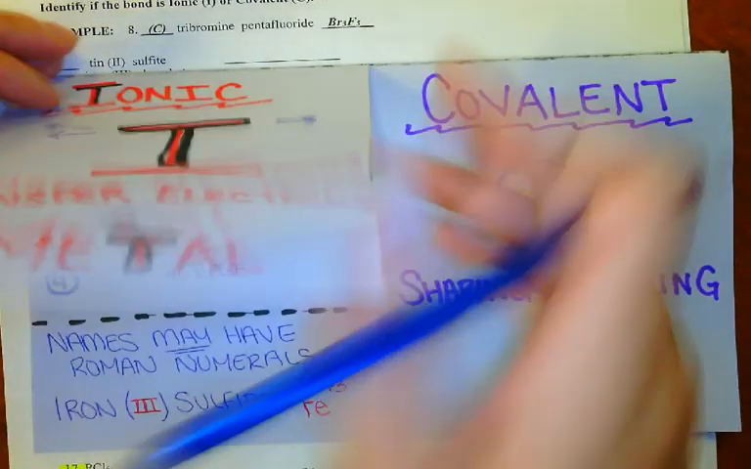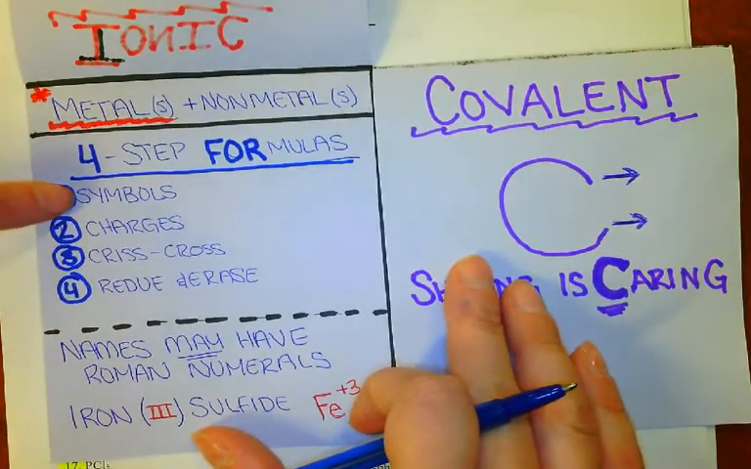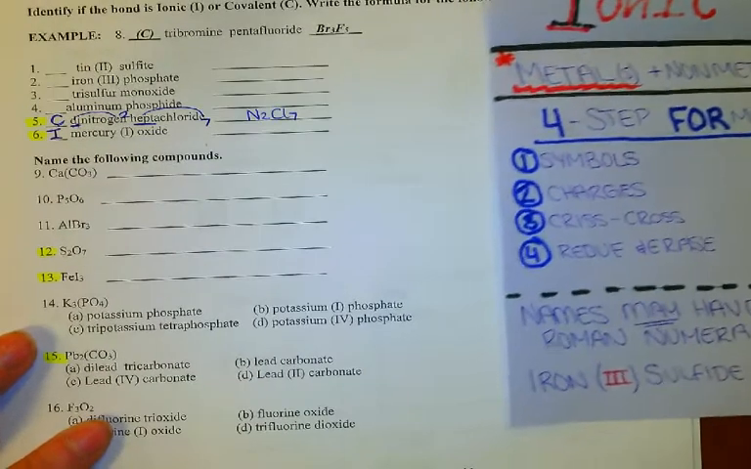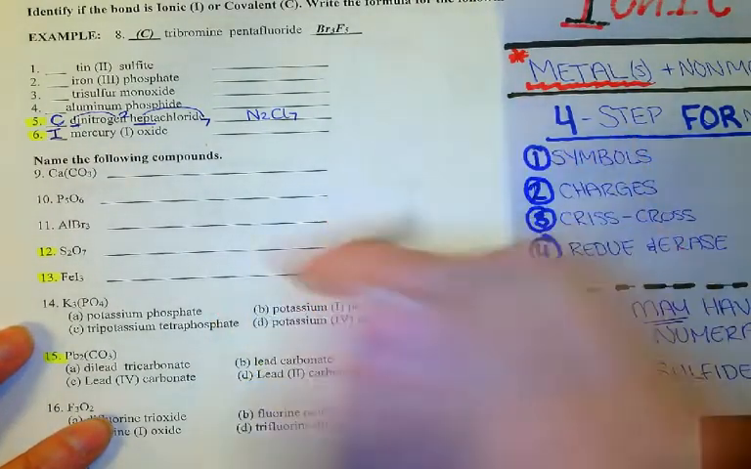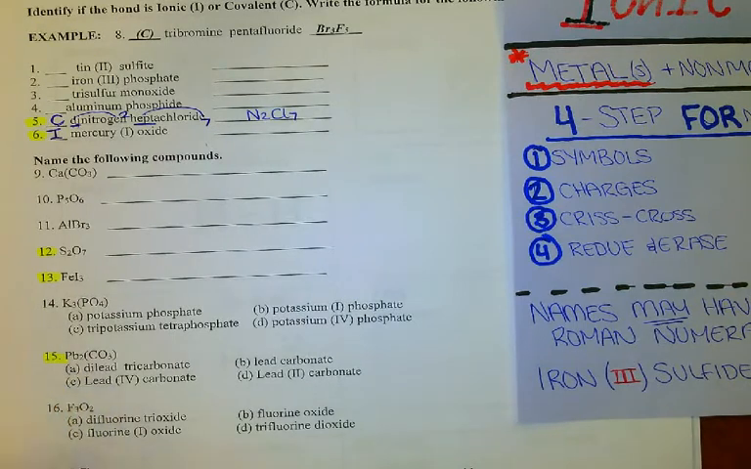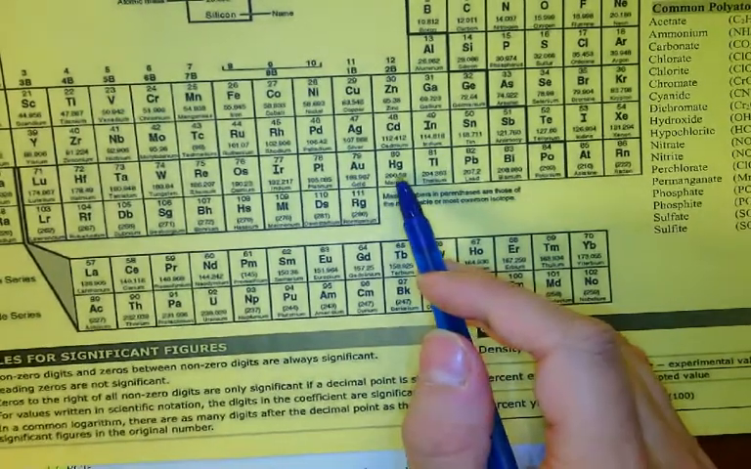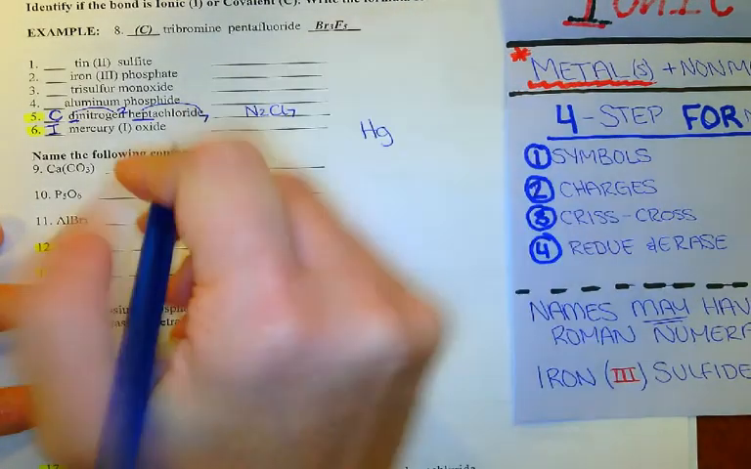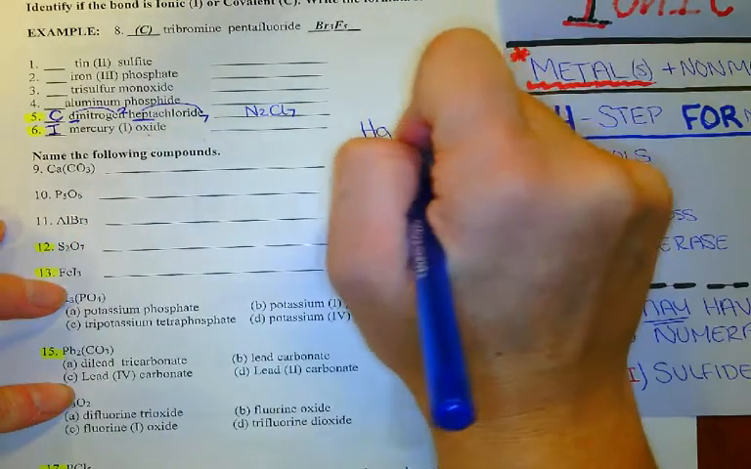Mercury 1 oxide is definitely ionic, so we're going to use our ionic formula rules: symbols, charges, crisscross, reduce, and erase. I'll scoot this over, and I'm going to show my work over here, okay? The symbol for mercury, remember that's a gross one, is Hg. Oxide is oxygen, so O.